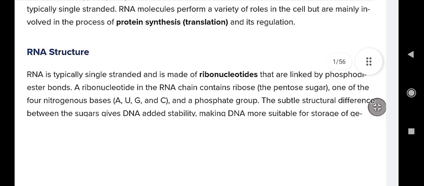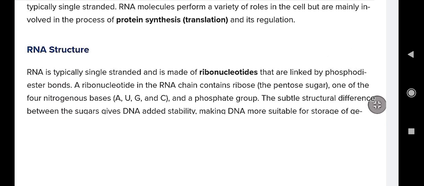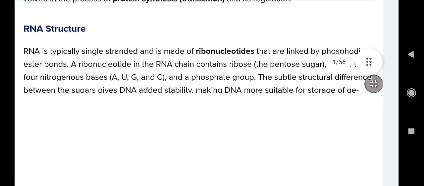The subtle structural difference between the sugars gives DNA added stability, making DNA more suitable for storage of genetic information. If you compare stability with the RNA structure, DNA is quite a bit more stable than RNA because of its modified functional groups.